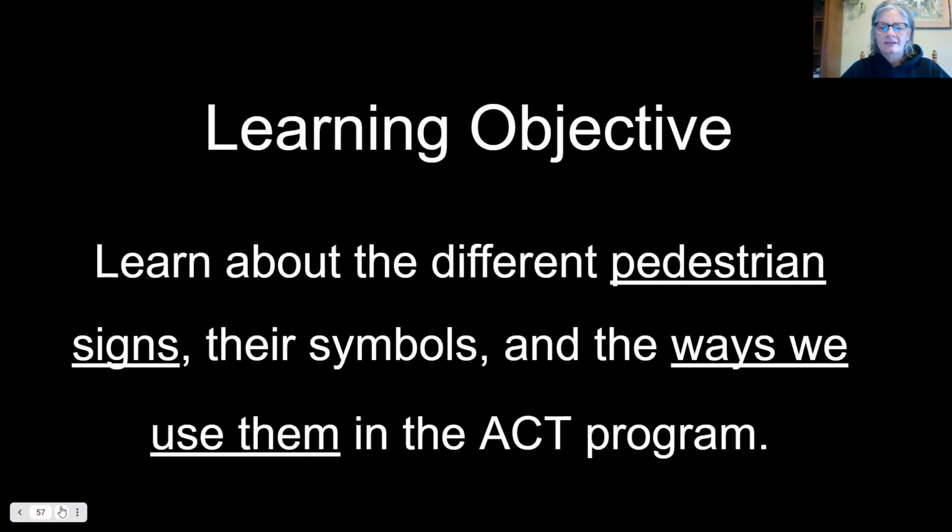All right, the objective today is to learn about different signs, pedestrian signs in the community. They're symbols, because some of them, even noticing the way they're shaped, helps you to read them, and the way we use them in the ACT program. So actually, it is part of your reading, is to read the sign and then interpret and identify what it means.